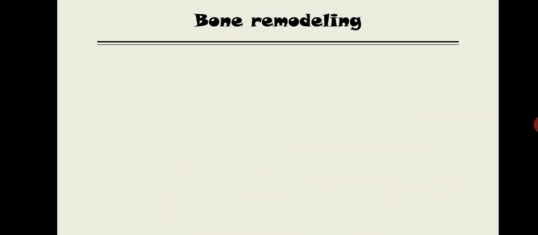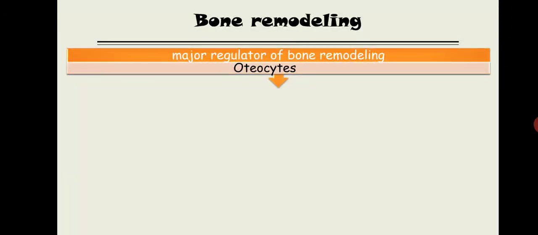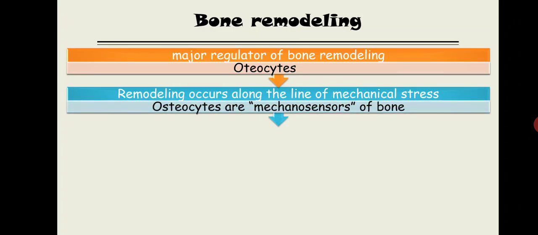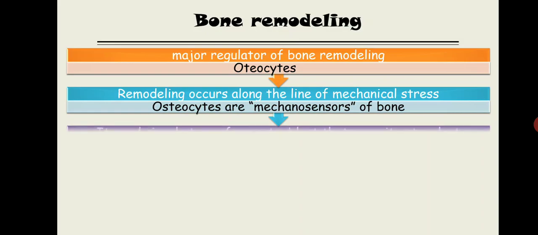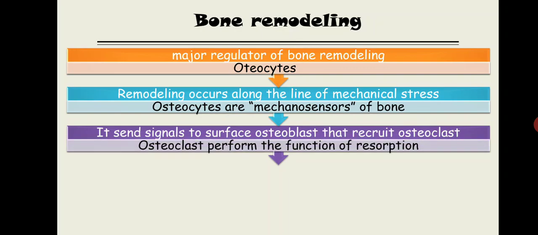As I told you in our previous lecture, the major regulator of bone remodeling is the osteocyte, the osteoblast that gets entrapped inside its own secretion of extracellular matrix. Now remodeling occurs along the line of mechanical stress, and that mechanical stress will be sensed by the osteocyte. So the osteocytes are the mechanosensors of the bone. It has a direct connection with the osteoblast, so it sends signals to the osteoblast, and that osteoblast will recruit the osteoclast via RANKL and M-CSF, and the osteoclast performs its resorption function.